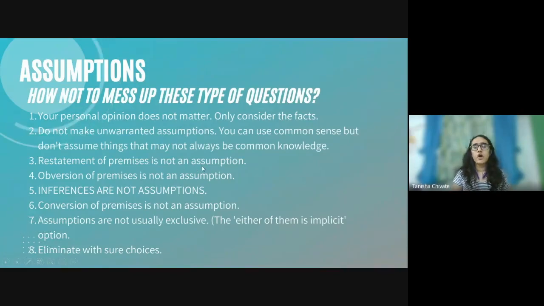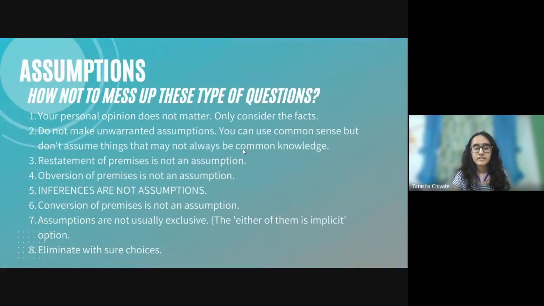Now, how do you not mess up these types of questions? One, you need to realize this: your personal opinion does not matter. So you don't bring your own personal bias into it. Only consider what's given in the facts. What can you derive from the facts, and what is the assumption the author has made? Second, do not make unwarranted assumptions. You can use common sense, but don't assume things that may not always be common knowledge.